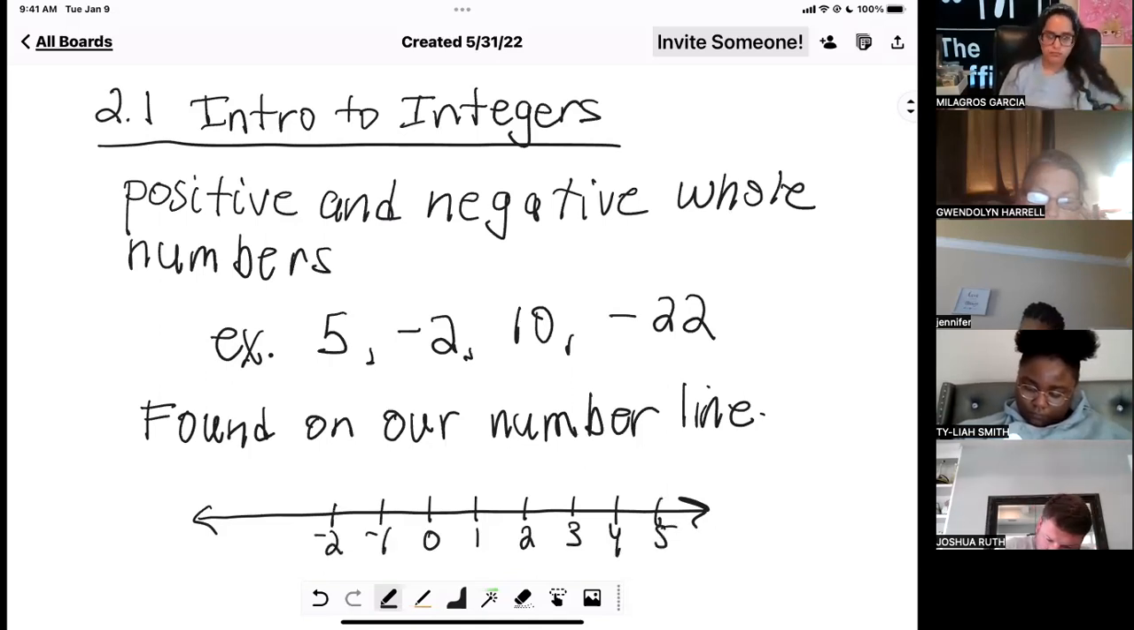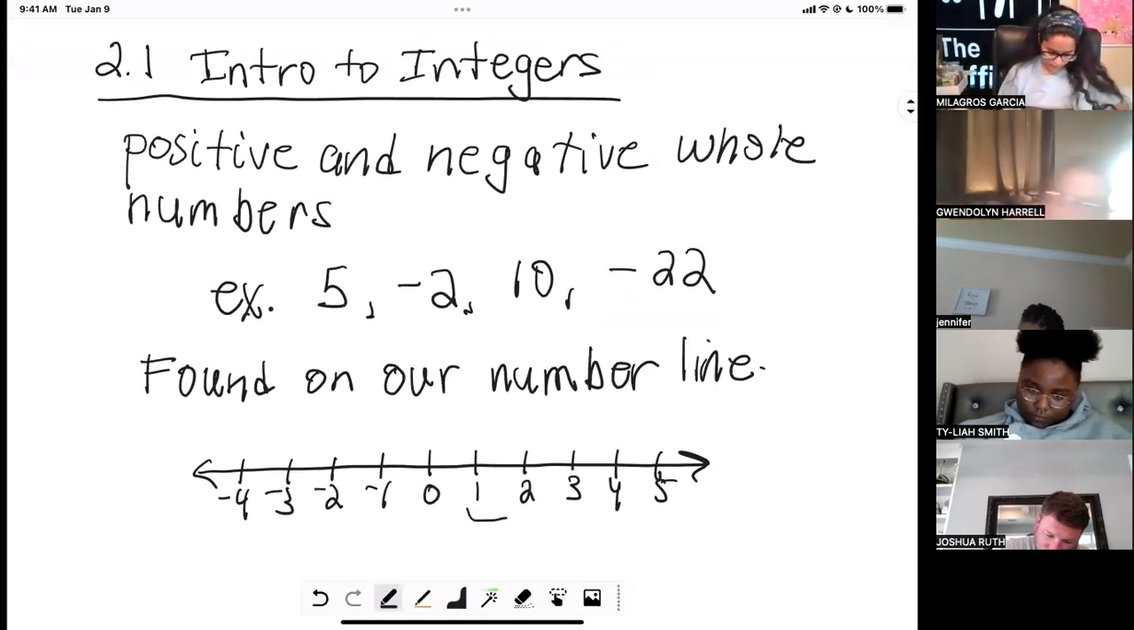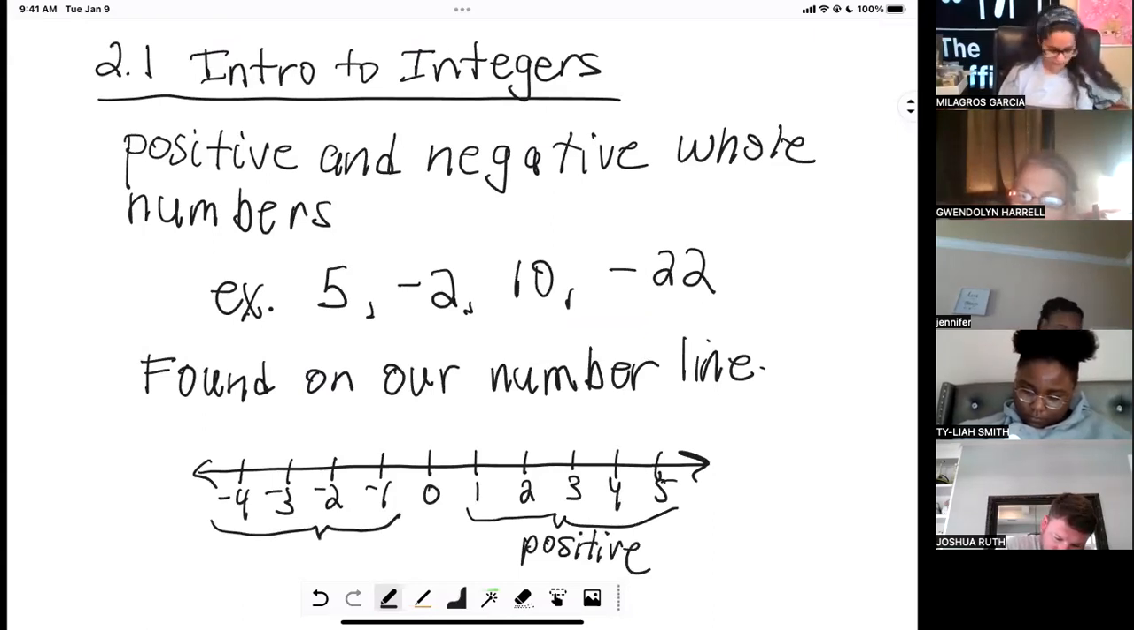I'm drawing the number line real quick. Whenever you have to use a number line, you're talking about integers. The positive integers are to the right of 0, and the negative integers are to the left of 0. 0 is considered neutral. It's not positive or negative.